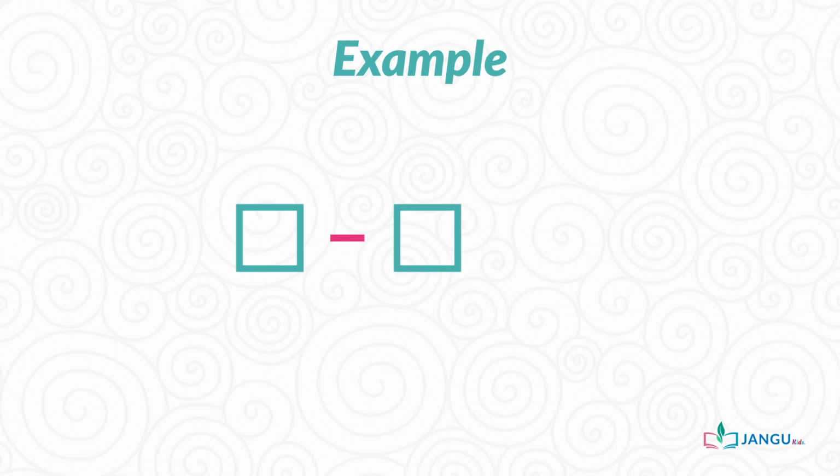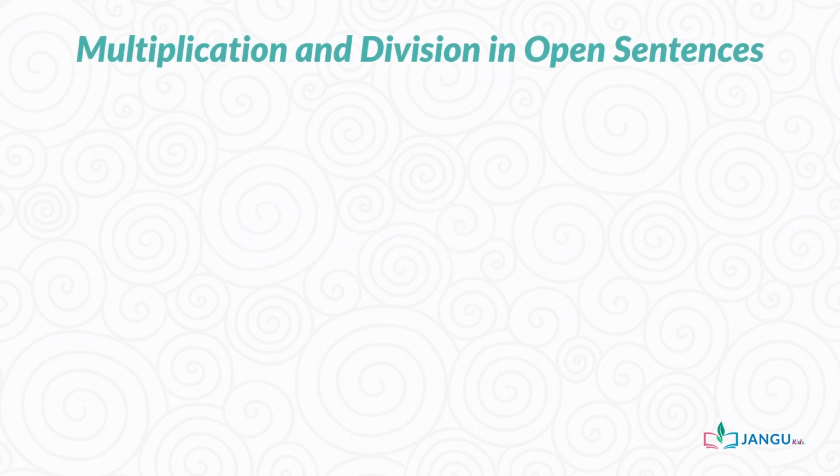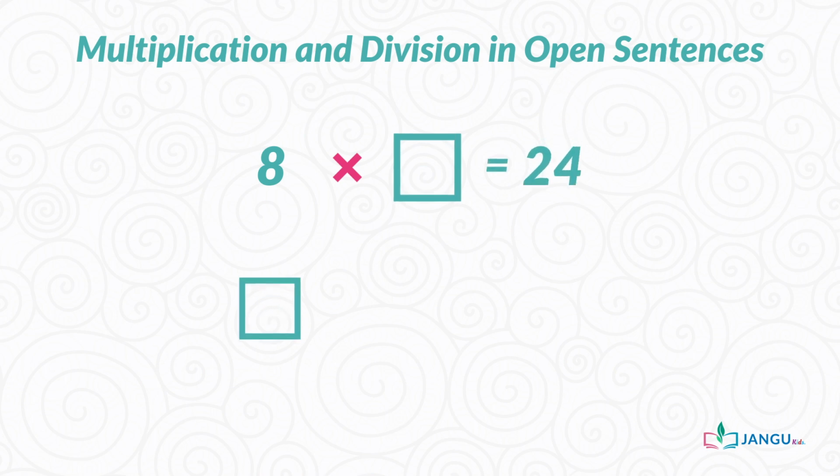What minus what equals 15 is another example of an open sentence. It implies that two unknown numbers need to be subtracted from each other to give a result of 15. We will also have multiplications and division in open sentences, such as 8 multiplied by what equals 24 and what divided by 4 equals 4.